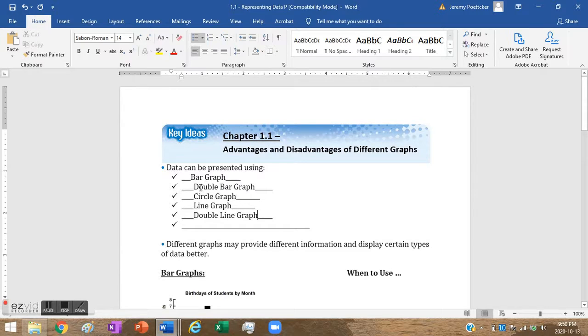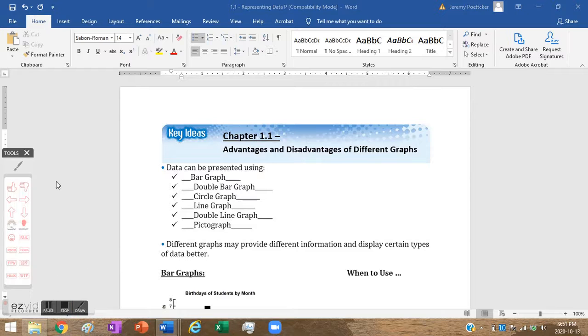Now, looking at all of these, you should also understand that when we have a bar graph or a double bar graph, you could have a triple or a quadruple. The idea with the double compared to the single, we'll talk about that, but you can have more than one. More than just a double line graph. You could have a triple or a quadruple and so on. And finally, we could also have a pictograph. Right. So it's important to know that different graphs can provide different information and display certain types of data better.